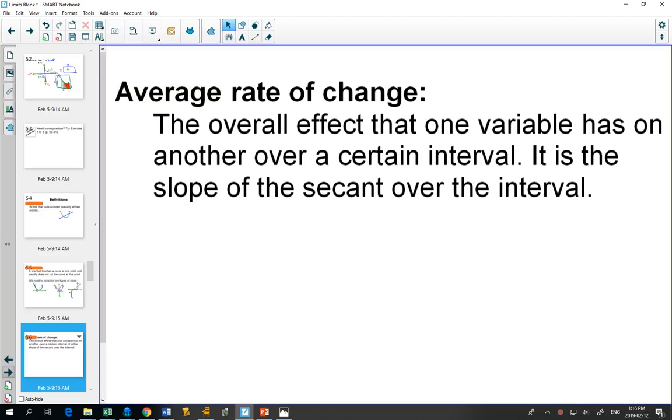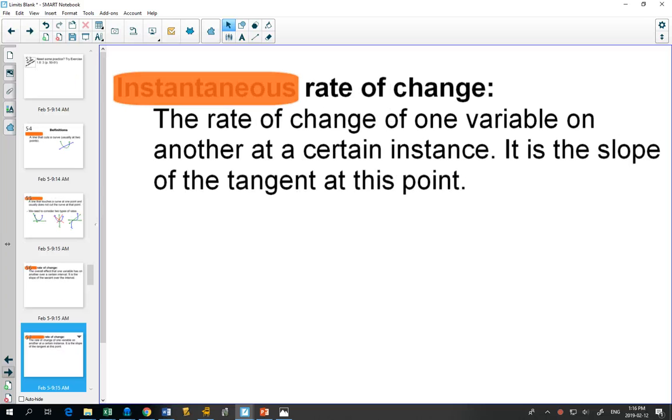Now, when we figure out the slope of a line, we have two different types of rates of change. We're going to look at an average rate of change, and we're going to look at an instantaneous rate of change.